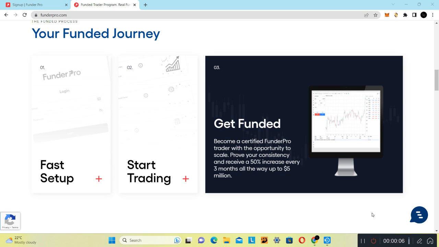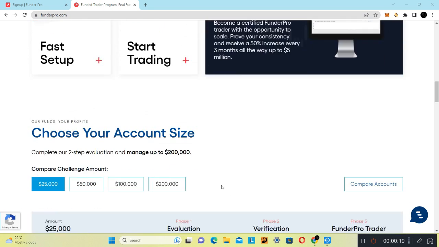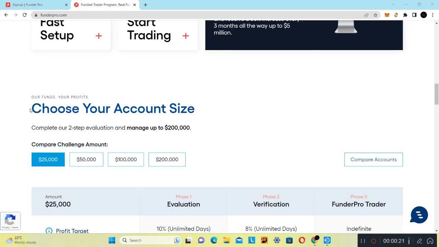Basically, if you take money on the FunderPro, after every 3 months you'll have the chance to get up to 50% of that very amount. Now we will move on. Choose your account size.